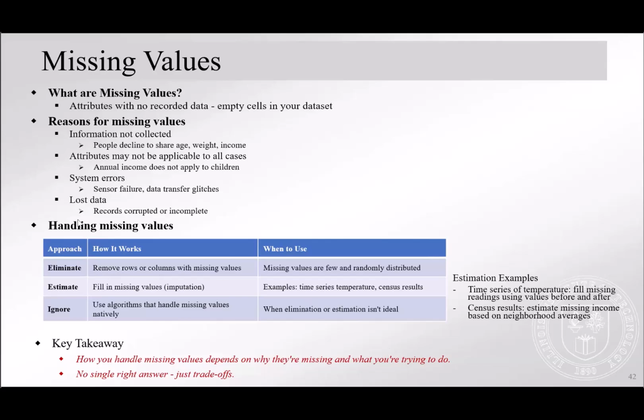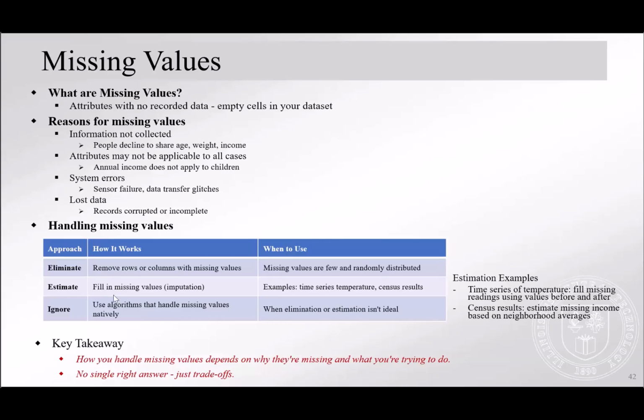Okay, so what do we do about missing values? What can we do here? We have three main approaches. The first one, eliminate. We can just remove the tuples, rows or columns with the missing data. This works best when missing values are few and randomly distributed. You are not losing too much and you are not introducing bias.